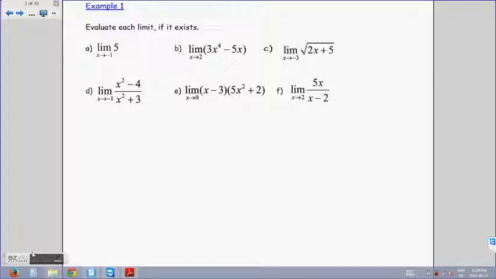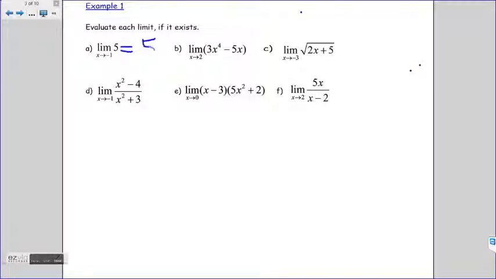Let's take a look at example number 1. Example number 1 asks us to evaluate each limit if it exists. Let's first take a look at a. A is the limit of the constant function 5 where x approaches -1. In a, what that means is no matter what value of x you have, the function is always 5. So in the case of a, the limit is 5.